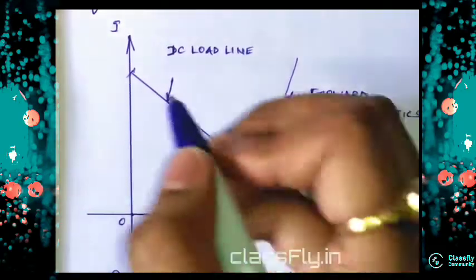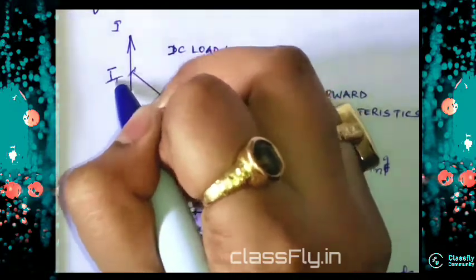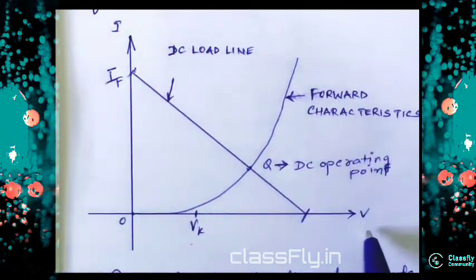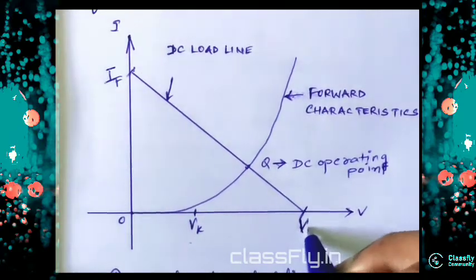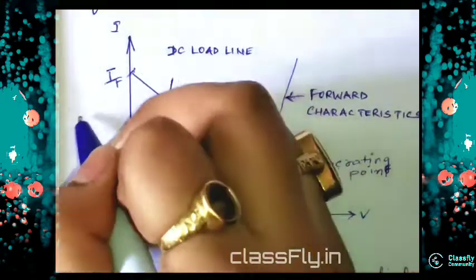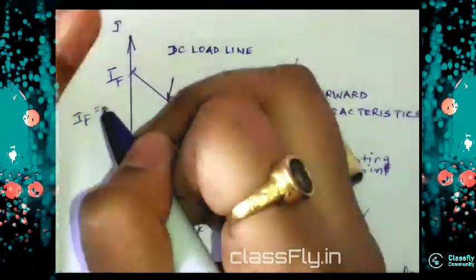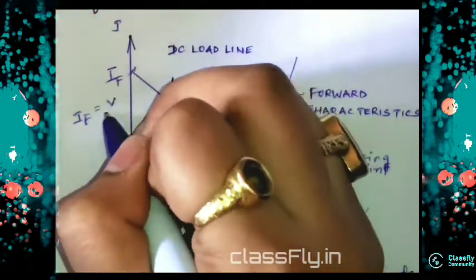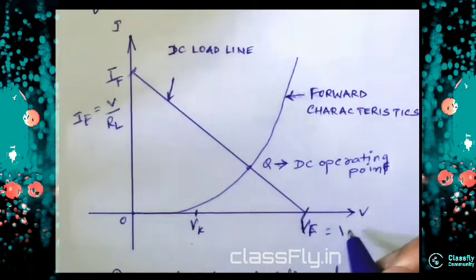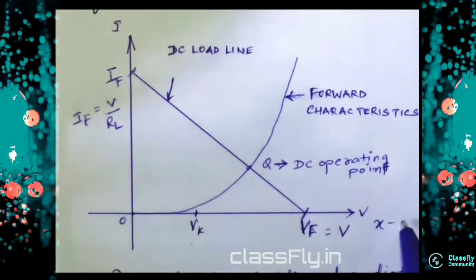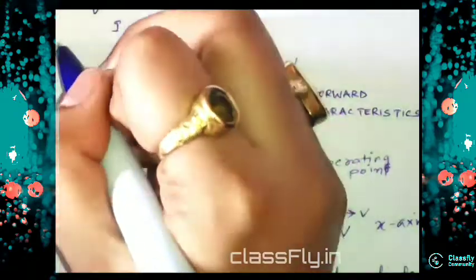This is our graph. As current is on the y-axis, this will be our IF, and as voltage is on the x-axis, this will be our VF. We got IF as V by RL, and VF is equal to V, and this is our x-axis and this is our y-axis.